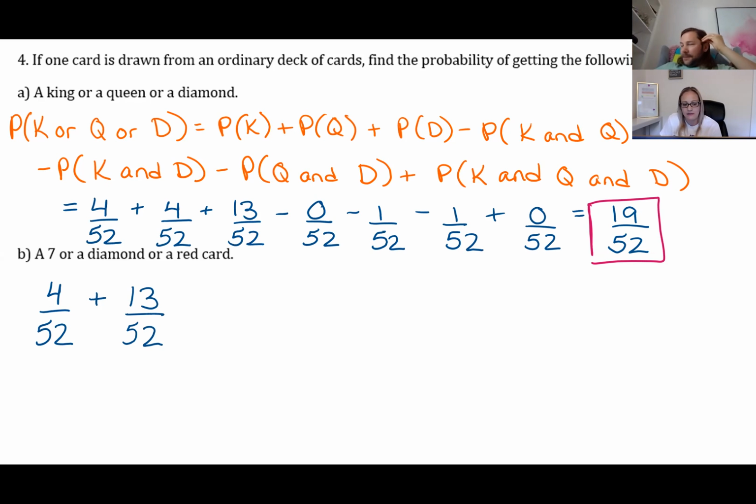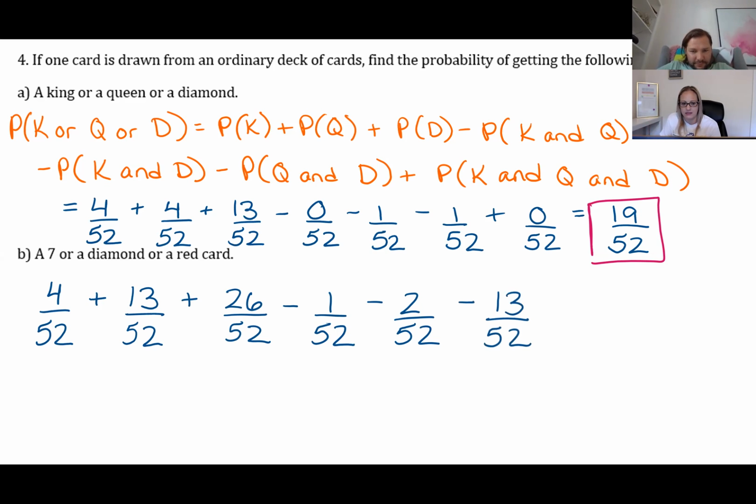So the probability of a 7, there's 4 7s, so 4 out of 52. Diamonds, there's 13, so 13 out of 52. Red cards, that's 26, so 26 out of 52. Now you just want to pair together each of them and subtract that off. So 7 and diamond would be the 7 of diamonds, so there's 1. A 7 and a red card, there's 2 of those, so we'll subtract 2 out of 52. And then a diamond and a red card, well, all of the diamonds are red, so you'll subtract 13 out of 52. And then you want to add back the probability of all of them happening at the same time.